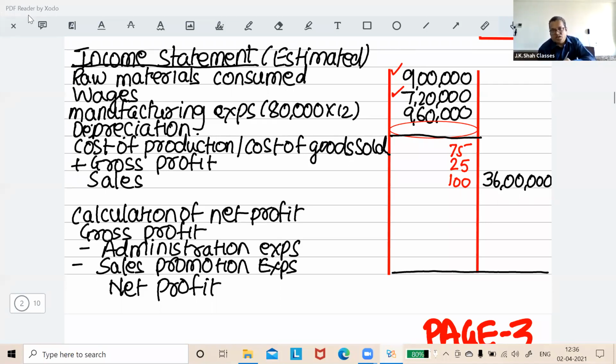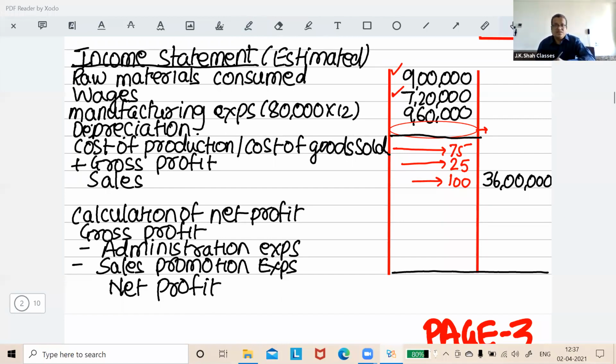Depreciation is missing. Okay. After adding all this, here I will get cost of production or cost of goods sold. Right, friends? Tell me, what is the GP ratio? GP ratio is 25. So cost of production or cost of goods sold would be 75. Pay attention now. GP would be 25. Sales would be 100.